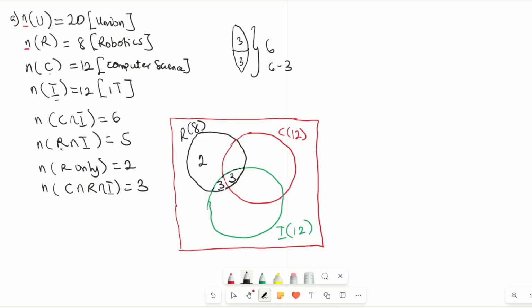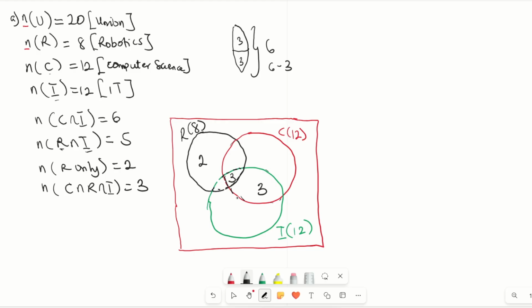Then robotics and IT as well is 5. So robotics and IT, right? Okay, so the first one was computer science and IT. Let's put that in the right place. So computer science is here, IT is here. So it means we are talking of this section here. So it means that the 3 should be here.